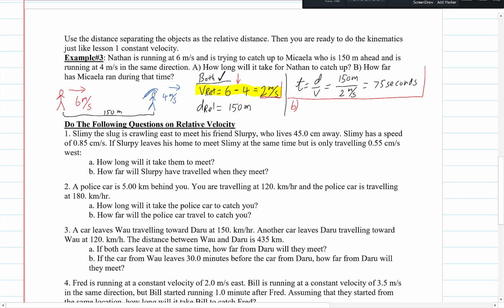Okay? Part B. It says, how far has Michaela run during this time? So this is just Michaela. Only one of them is running, so you don't take the relative velocity. You use the velocity of Michaela, which is 4 meters per second, and the time that she ran was 75 seconds. So how far did she run? We have to go velocity times time. Velocity is 4 meters per second, and the time was 75 seconds. So that is going to be 300 meters.